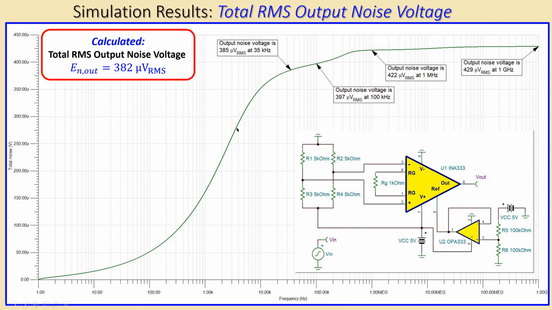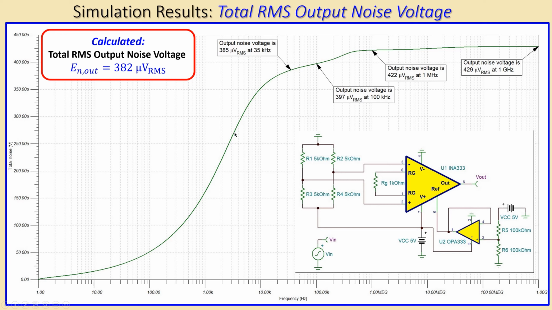What you see is actually following here. It grows and then tries to settle down, and it goes again, and then has actually a steady value of 429 microvolts RMS at 1 gigahertz. So at 1 megahertz it was actually a little bit smaller, and at 100 kilohertz it was actually this one, and at 35 kilohertz specifically we have this value.